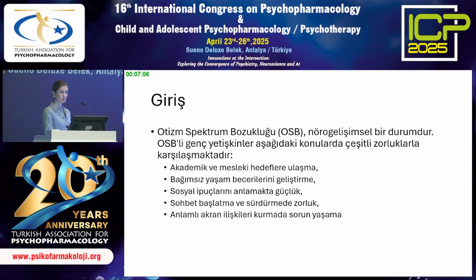They had academic challenges. They had troubles about developing skills about independent living and having trouble understanding social cues and starting a conversation and having trouble continuing that conversation and making meaningful peer relationships. That is a major challenge for them as well. As we can see, this PEERS program actually wants to go step by step through all those points.